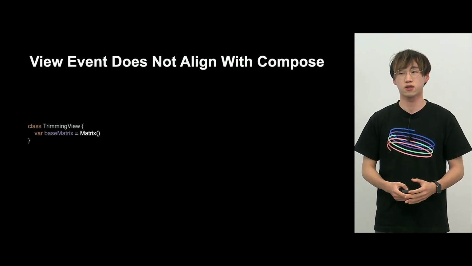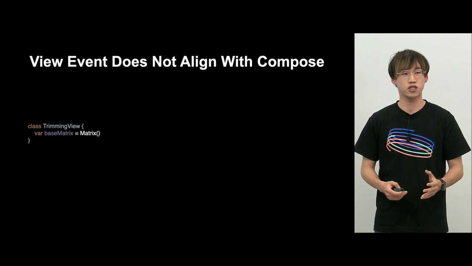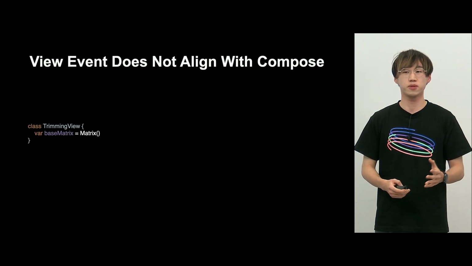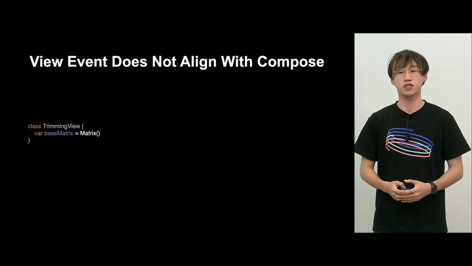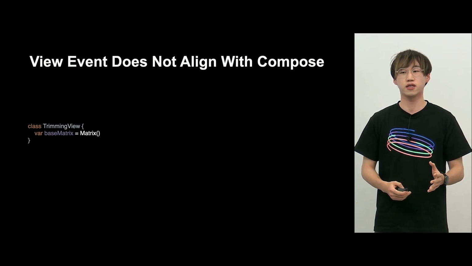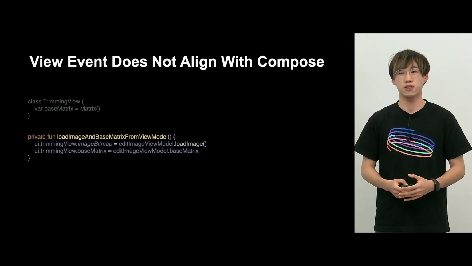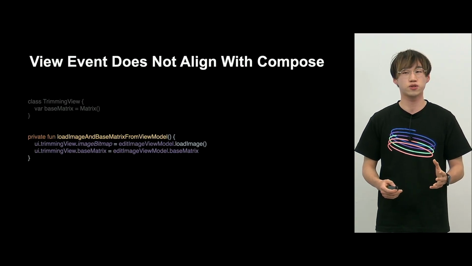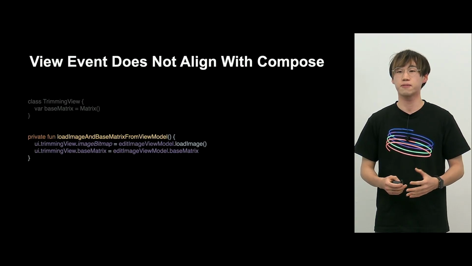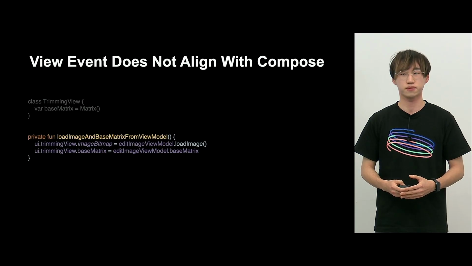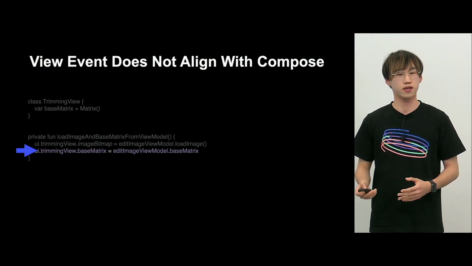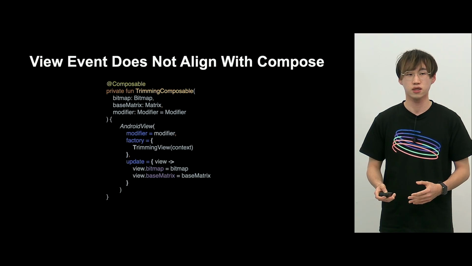First of all, there is a mismatch in view events. Let's take a look at the sample code. There is a custom view called TrimmingView that is used to crop the image. Inside of it, there is a matrix that represents the initial state of the image. In the traditional Anko layout, the UI is imperative. So let's say you call a function like this to do data binding to a view. Binding the image first and binding the matrix.